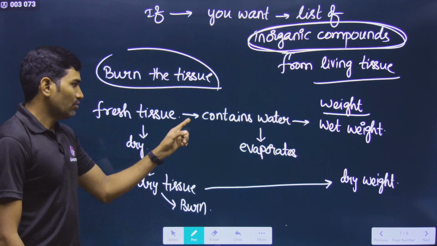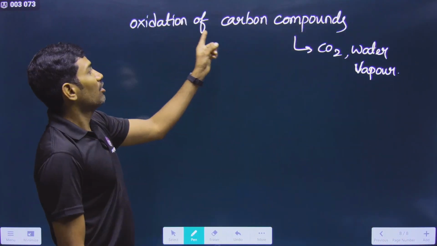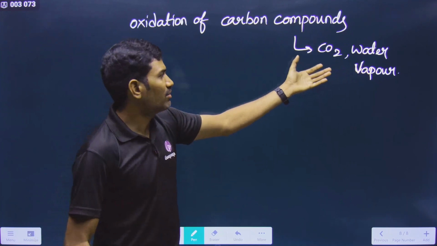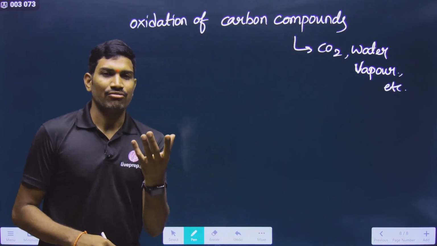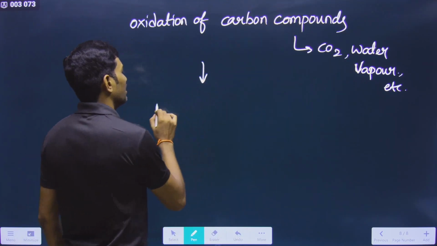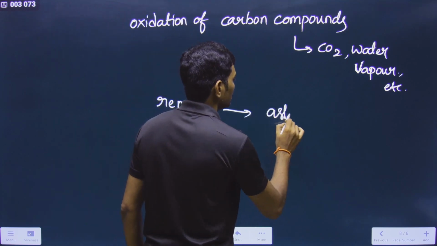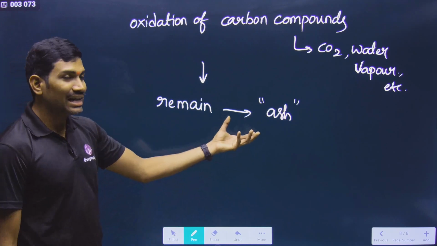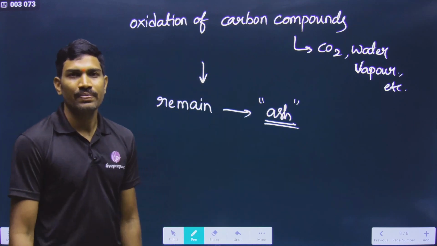How are you removing this? First you dry the tissue and then you burn. Because of the burning, what happens? All the carbon compounds will be removed in the form of various gases like CO2, water vapor, etc. That means from the tissue, the entire carbon compounds were removed. And once they are removed, what will remain? What remains is called ash powder. That white powder we generally get, right? White or some brownish or grayish powder we generally get, that is called ash. Understood or not?